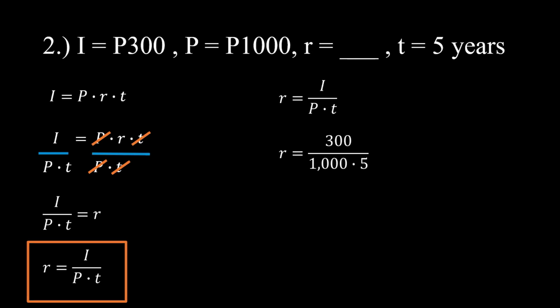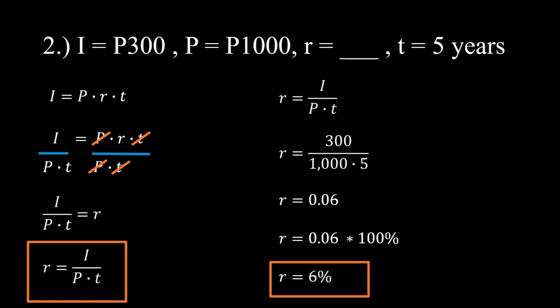For interest, we have 300. For the principal, that is 1,000. And for the time or term, that is 5. So if we are going to use our calculator, we can have this rate 0.06. But if we are computing for rate, it should be expressed in percent. So we should multiply this by 100%, and the rate of interest for this problem is 6%.